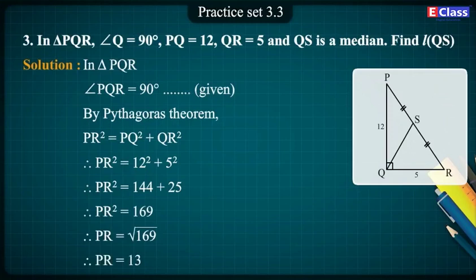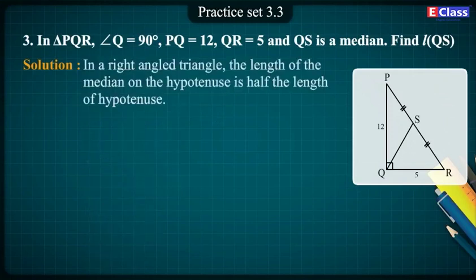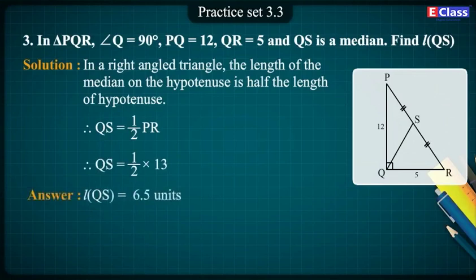In a right-angled triangle, the length of the median on the hypotenuse is half the length of the hypotenuse. Therefore, QS is equal to half of PR. Therefore, QS is equal to half multiplied by 13. Answer: length of QS is equal to 6.5 units.